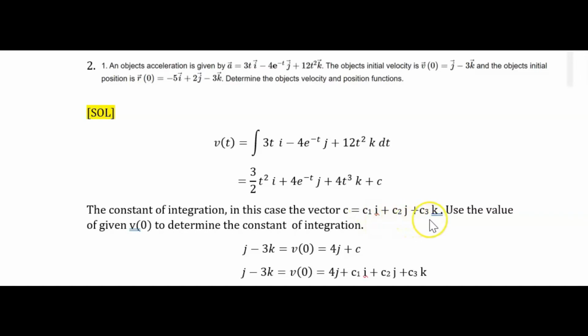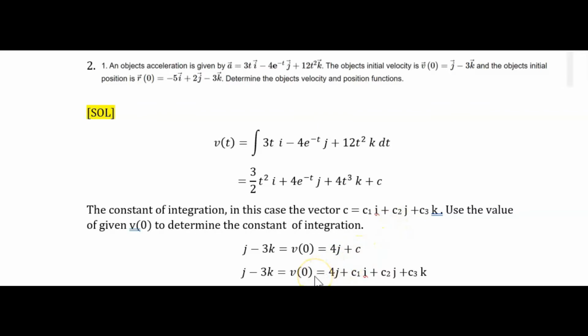c2 j plus c3 k. To determine the constant of integration, all we need is to use the value of initial velocity that was given in the problem statement. We knew the initial velocity is when the time is 0, so we can substitute the value of 0 into t in this equation, and we get the answer of 4j plus c. We knew that c is equal to c1 i plus c2 j plus c3 k, the constant value. We substitute into this equation.